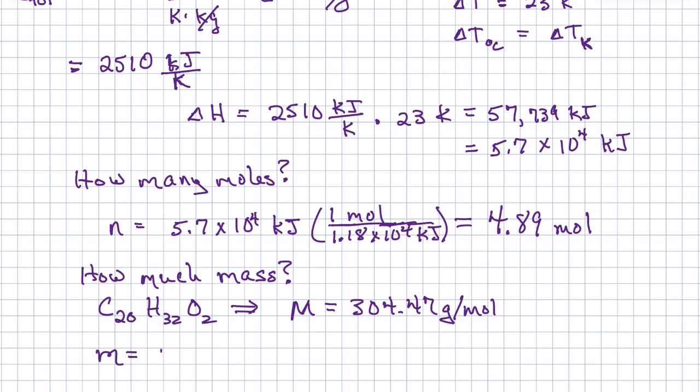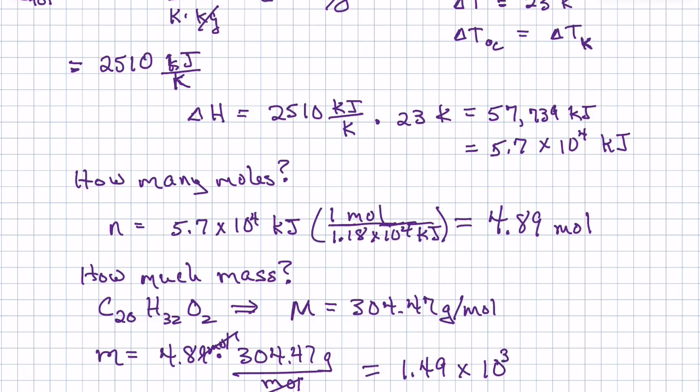We're just going to take the number of moles, 4.89 moles, times our molar mass of 304.47 grams per mole. Forgot to write the mole there, and the moles will cancel out. We're going to have grams, and so we're going to get 1.49 times 10 to the third grams of arachidonic acid. So 1,490 grams of arachidonic acid needs to be burned to warm that 600 kilogram bear from 2 degrees to 25 degrees.